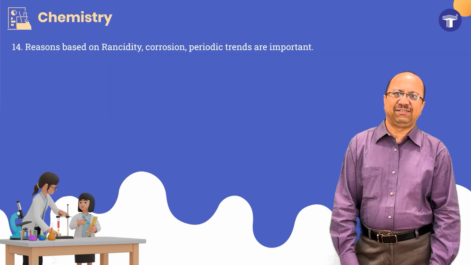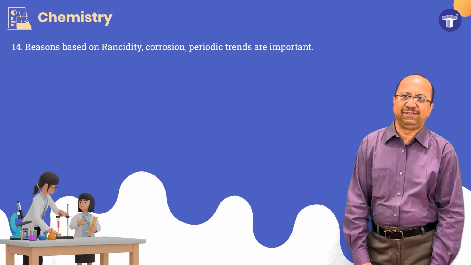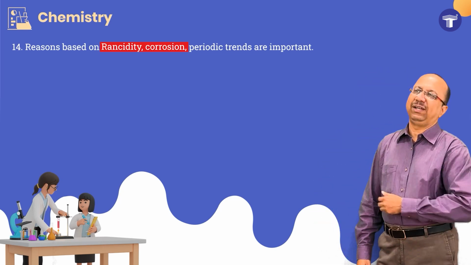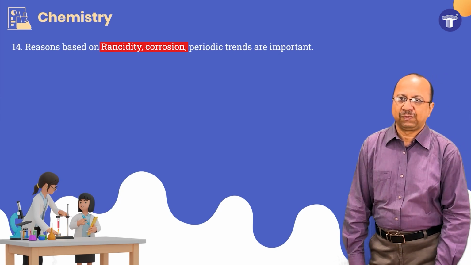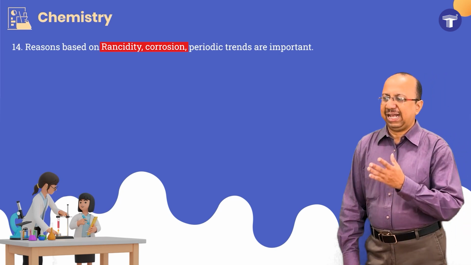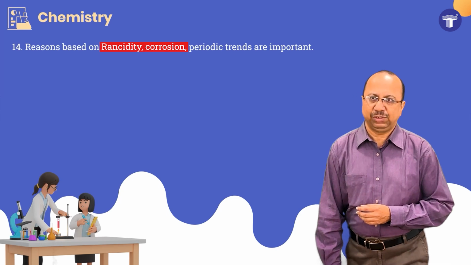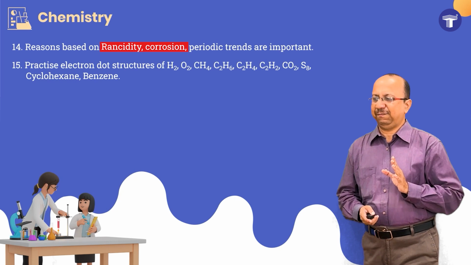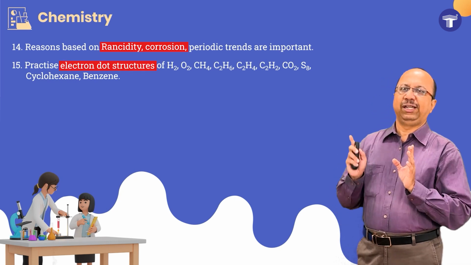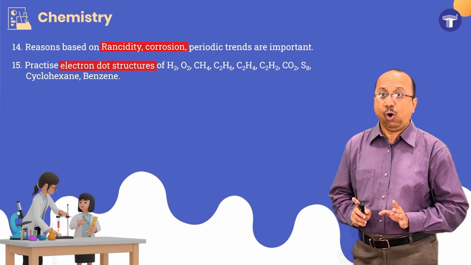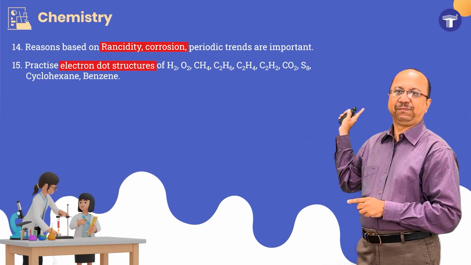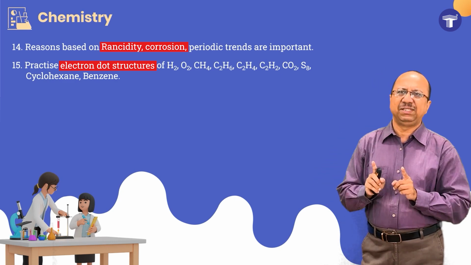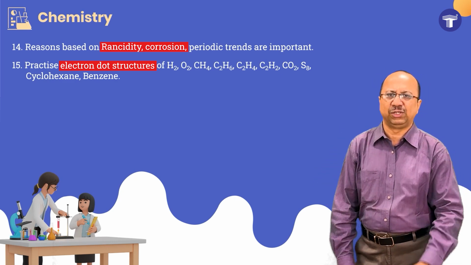Common questions I can say related to your chapter number 3 is rancidity, corrosion, periodic trend. Now this periodic trend is basically from chapter number 2. And now एक last chapter के ऊपर बात करते हैं, that is carbon compounds. So इसके बाद कुछ points carbon compounds के ऊपर भी है. सबसे पहले very first thing is you should know the electron dot structure of at least these elements. You should know this H2O2, CH4, C2H6, ये सारे elements का आपको electron dot structure मालूम होना चाहिए.